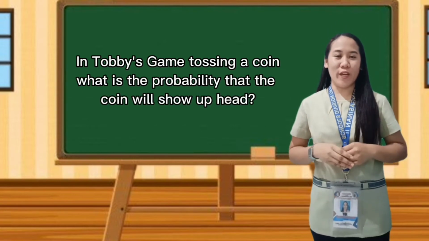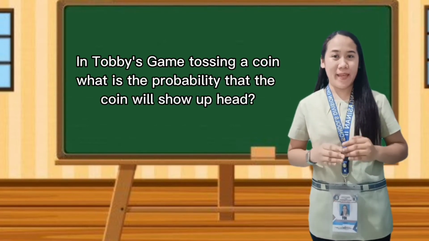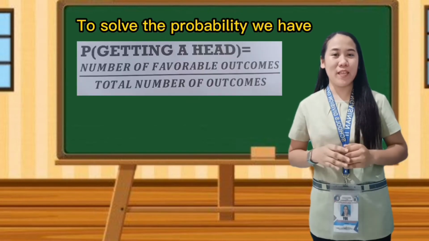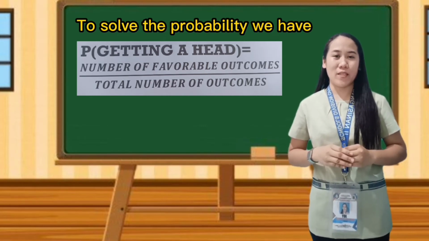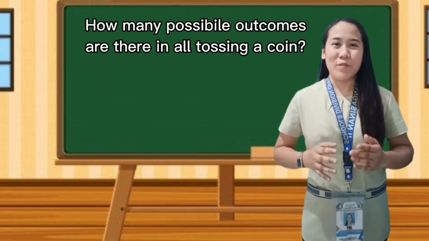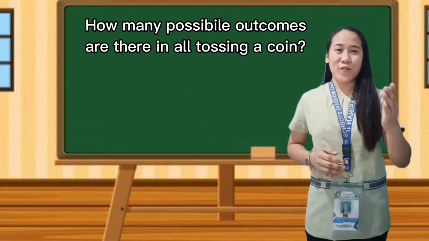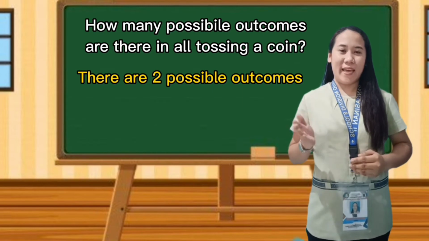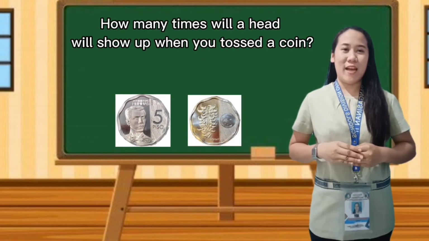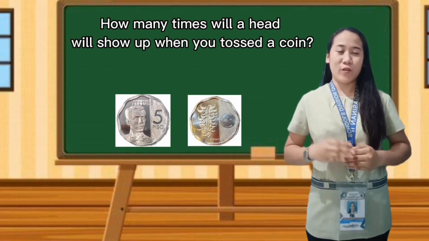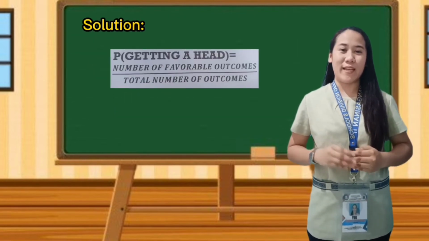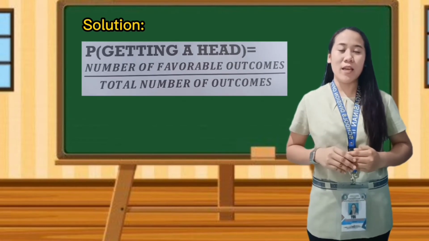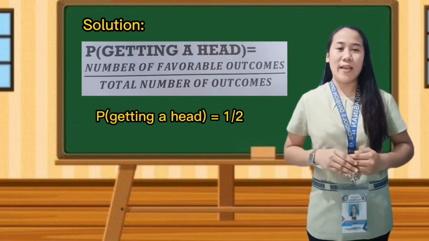In Toby's game, tossing a coin, what is the probability that the coin will show up head? So to find the probability, we have the probability of getting a head is equal to the number of favorable outcomes divided by the total number of possible outcomes. How many outcomes are there in all in tossing a coin? You are correct. We have 2 outcomes, namely a head and a tail. So how many times will a head show up when you toss a coin? Correct again, there is only 1 possibility. So with this, we can have this solution. The probability of getting a head is equal to the number of favorable outcomes divided by the total number of possible outcomes. So we have 1 all over 2. So the answer is 1/2.